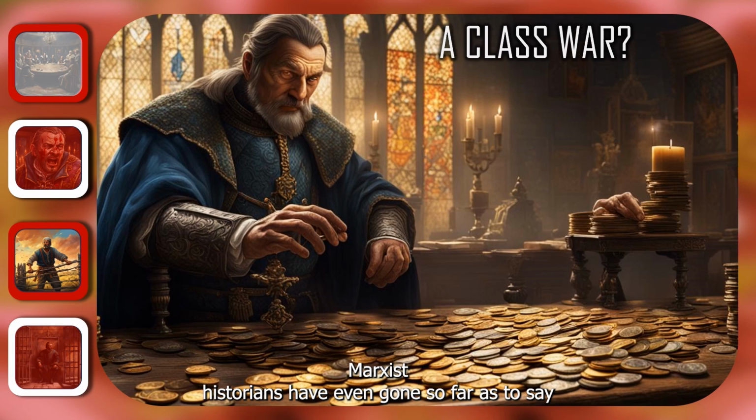Marxist historians have even gone so far as to say this was a class war, with the commoners rising up against the greed and corruption of the ruling class, the landlords. This was all exacerbated by the ongoing problem of inflation and food price rises.